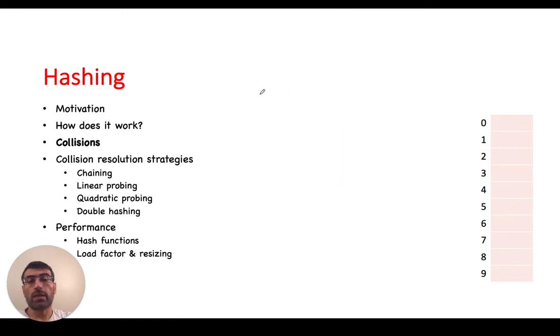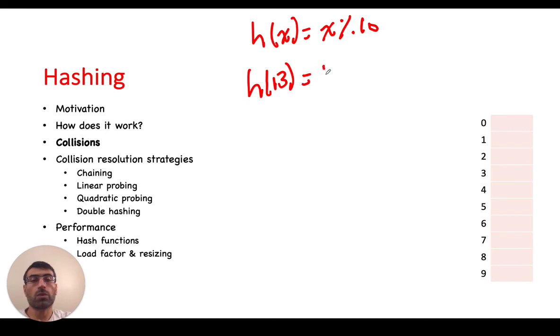So let's take a look at that. Now let's say my data elements are just integers, using the same hash function, h of x equals x mod 10. I want to insert 13. So h of 13 equals 13 mod 10, which is basically 3. So I go to bucket number 3 and insert 13. There's nothing there, so I can just insert 13.